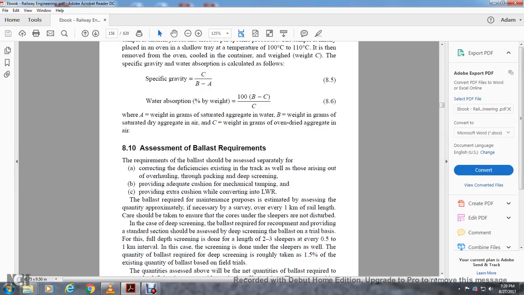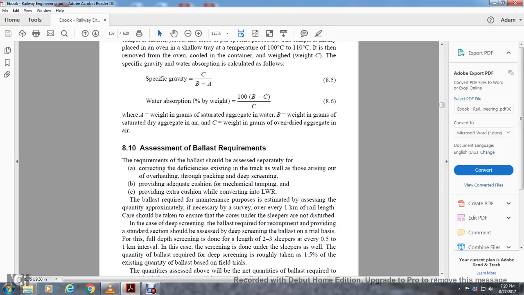8.10 Assessment of ballast requirement. The requirement of ballast should be assessed separately for correcting existing deficiencies of the track, as well as those arising out of overhaul through packing, deep screening to provide adequate cushioning, and mechanical tamping, to provide extra cushioning while converting to long welded rail. The ballast required for maintenance purposes is estimated, raising the quantity approximately if necessary, on the survey over every 1 kilometer of rail length.